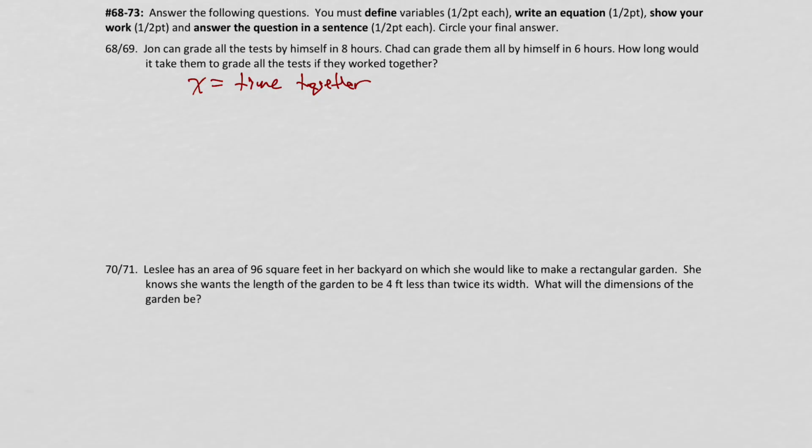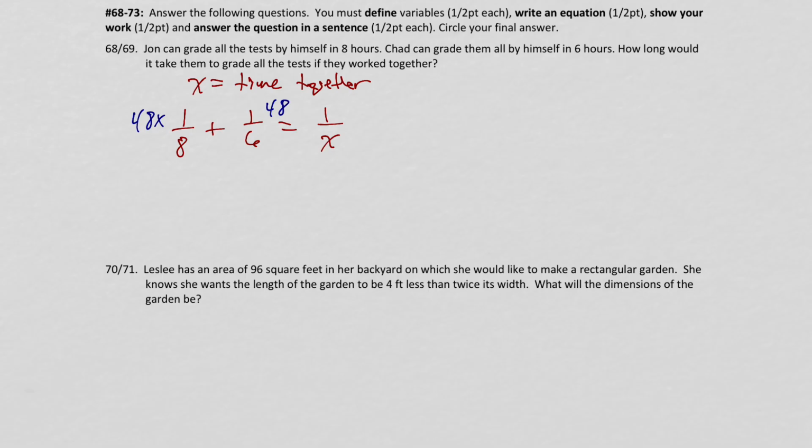And the equation is you put the individual stuff on one side, the together on the other side. John grades all the tests by himself in 8 hours. It's an individual effort. Chad grades them all in 6 hours by himself. That's an individual effort. The time together is a combined effort, so this goes by itself here. Now the LCD is 24x, but let's say you didn't want to think about that. You could just multiply all these together and get 48x. And I'll do it like that.